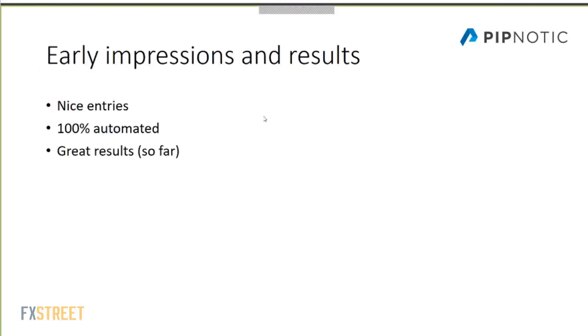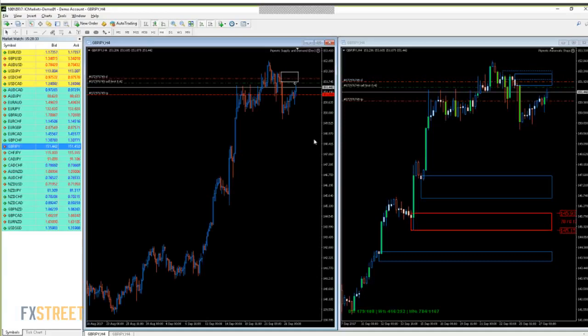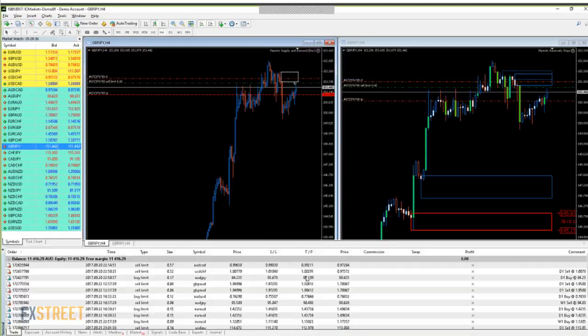So that's just three pretty good examples. So, early impressions and results. When I'm looking at the results, I can see that the entries are generally pretty good. My requirement was that it was 100% automated, and it is, which I really like. I like the fact that I don't have to meddle. And so far, the results have been looking pretty good. So let's have a look at the results since the project was launched.